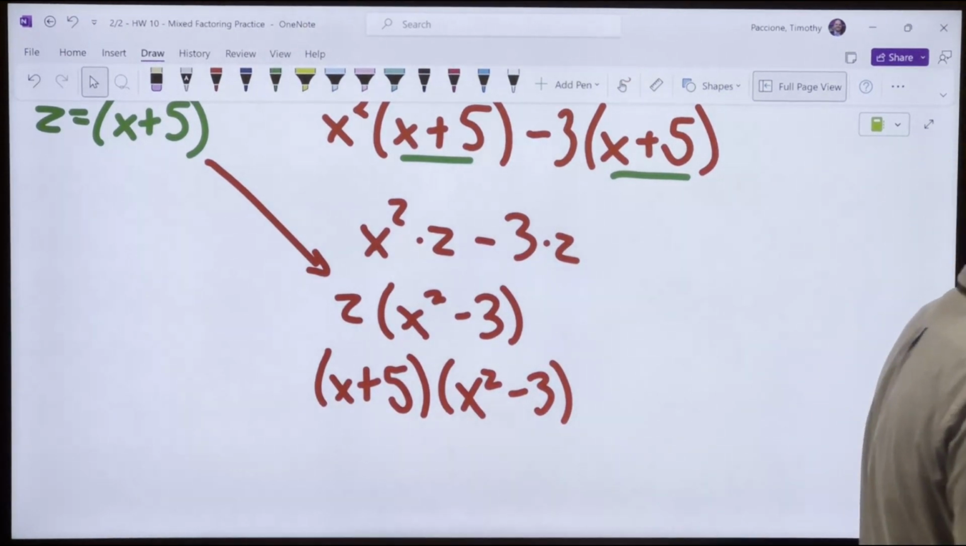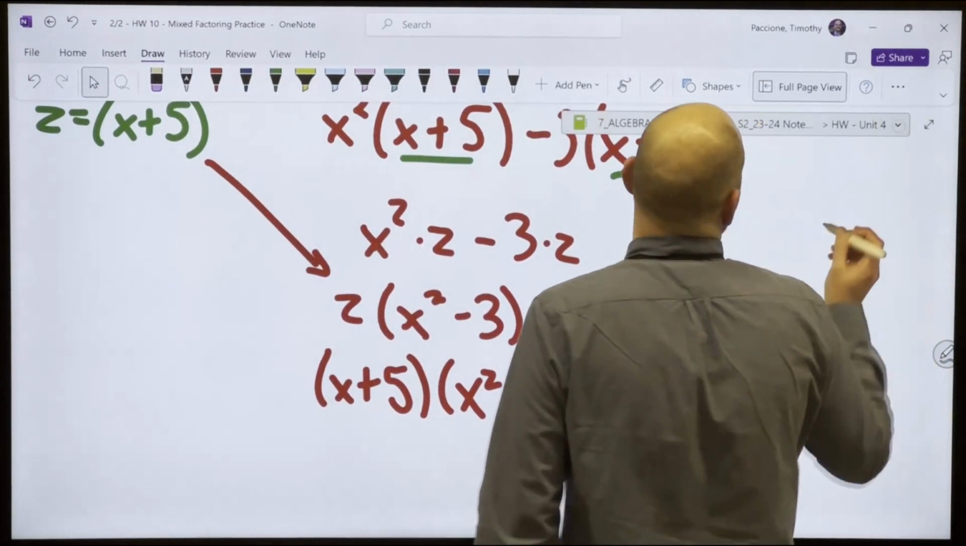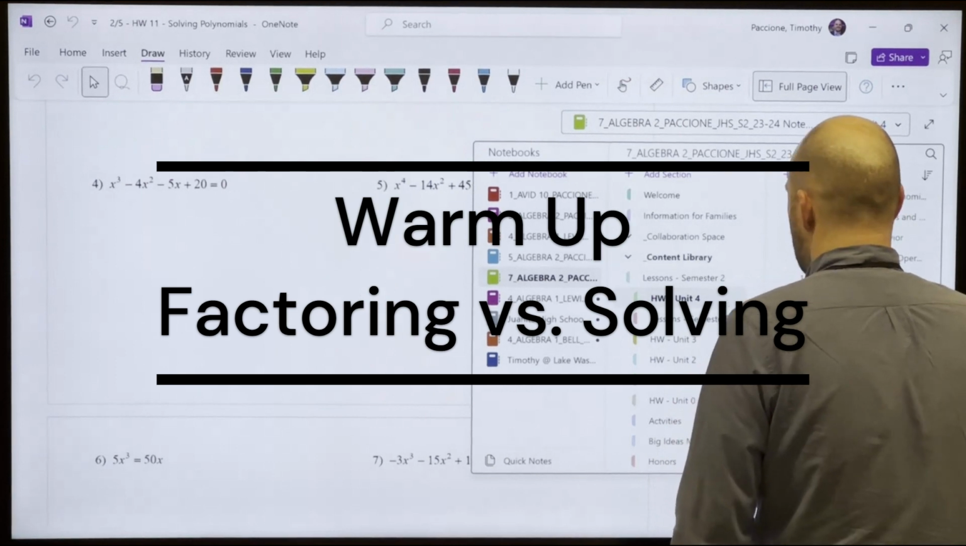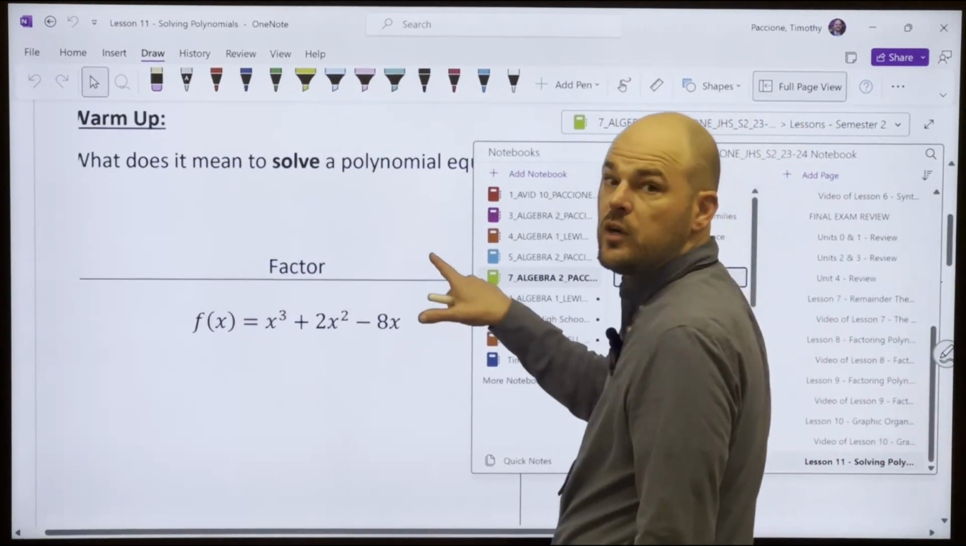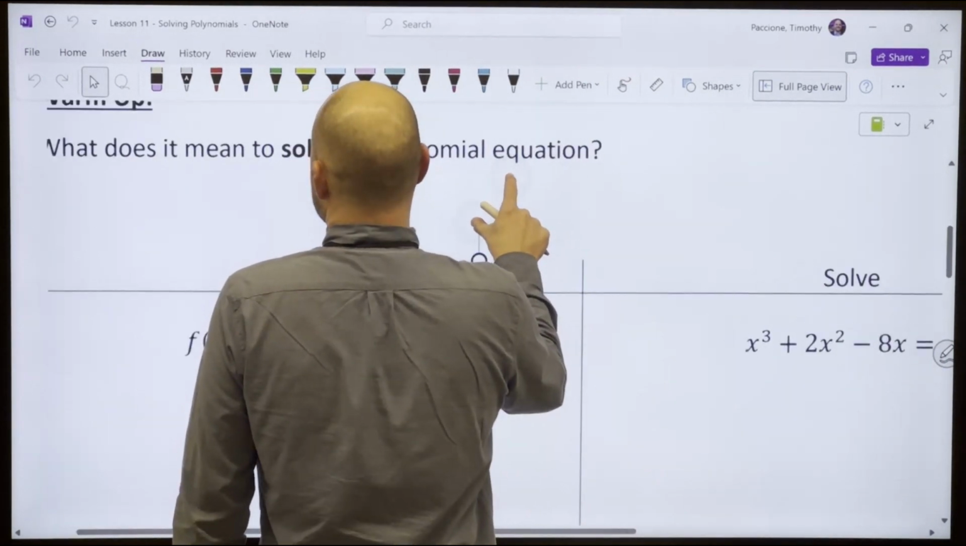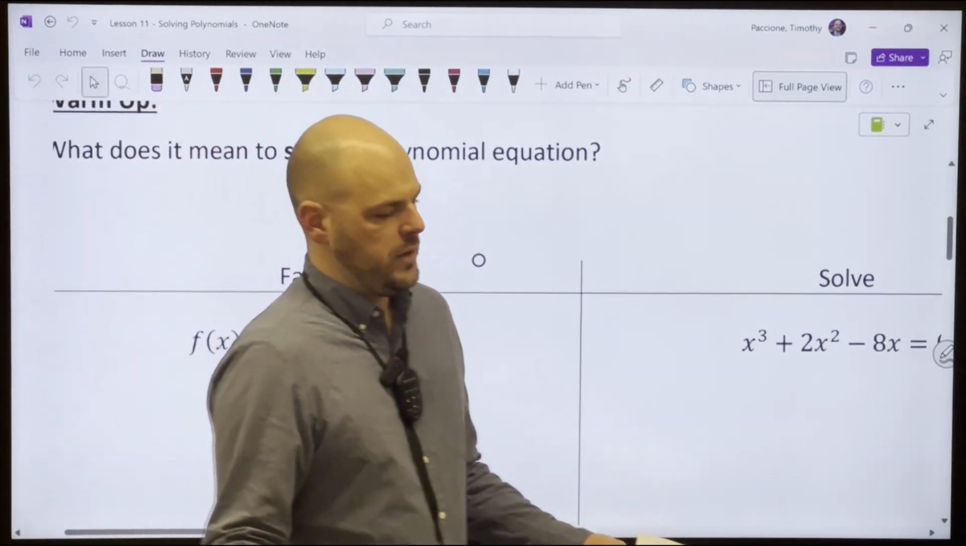Okay, so let's look at the warm-up. Let's talk about solving. So when we solve, right, we're doing something very specific. So let's hear what you had to say. What does it mean to solve a polynomial equation? What do you think?